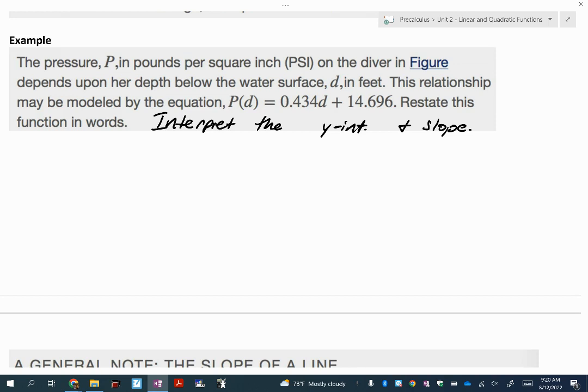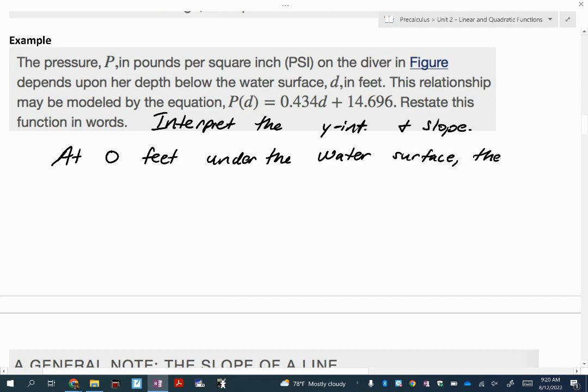So now I'm going to say that whole thing, but in context for this problem. So at 0 feet under the water surface, the pressure on the diver is 14.696 psi.